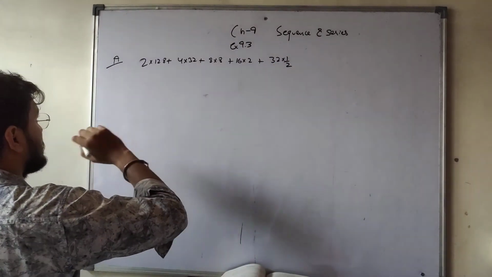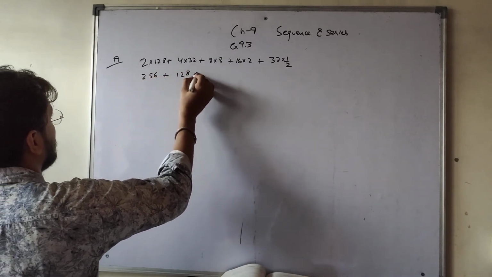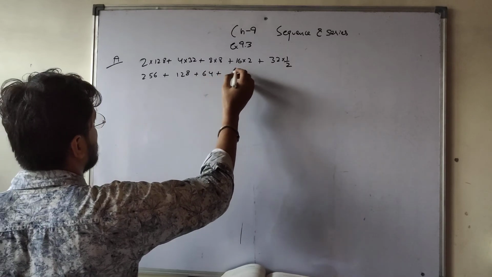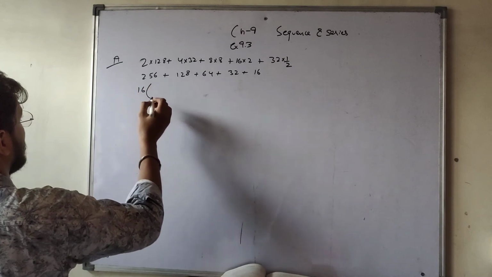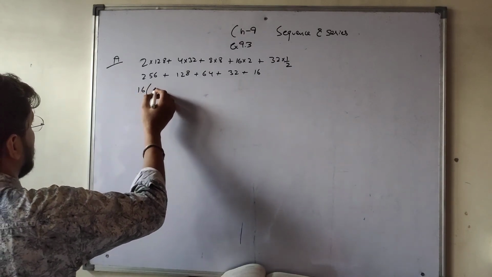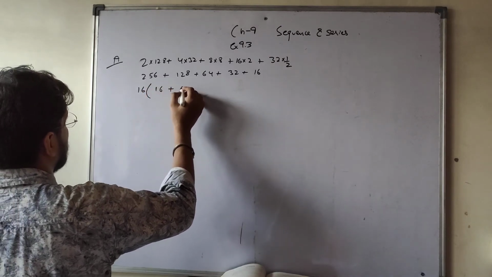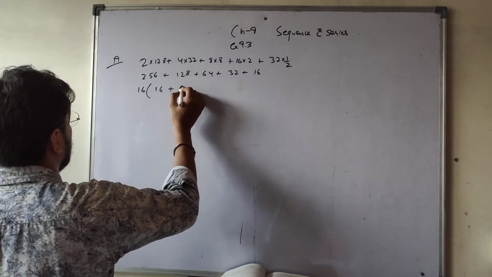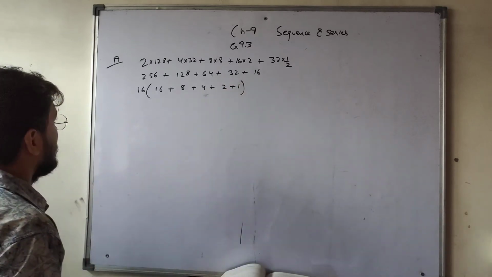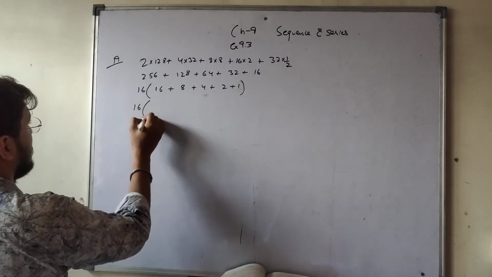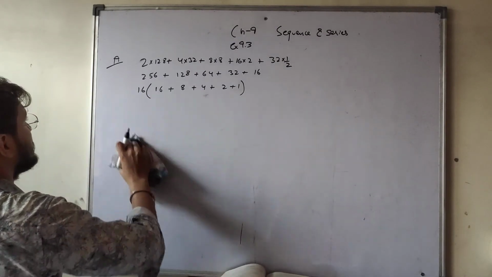This is a sequence we have 256 plus 128 plus 64 plus 32 plus 16. So if we take 16 common throughout, 16 times 16 and 16 times 6, 16 times 8 plus 4 plus 2 plus 1. So now if I call it Sn, required sum is this.